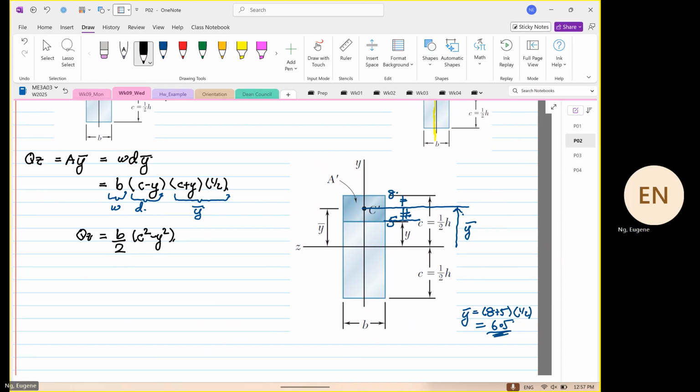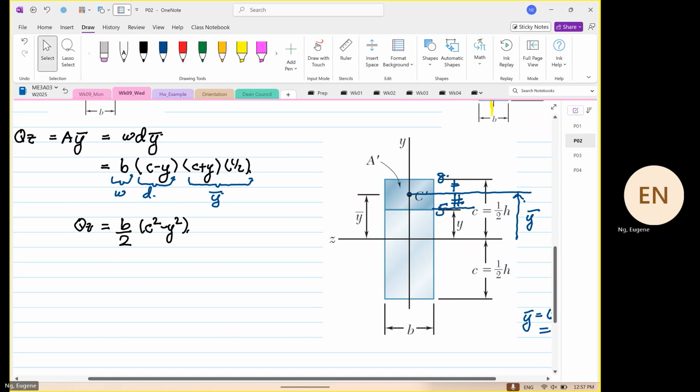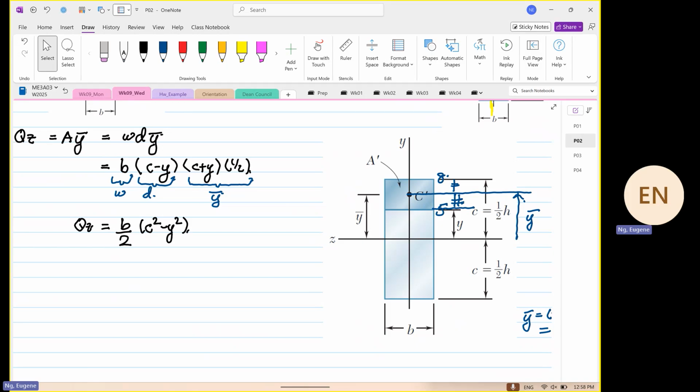Now, again, math. You realize that it is C minus Y and not Y minus C. And the next term is C plus Y. I know it does not matter, Y plus C or C plus Y is the same shape. Same shape, different smell.